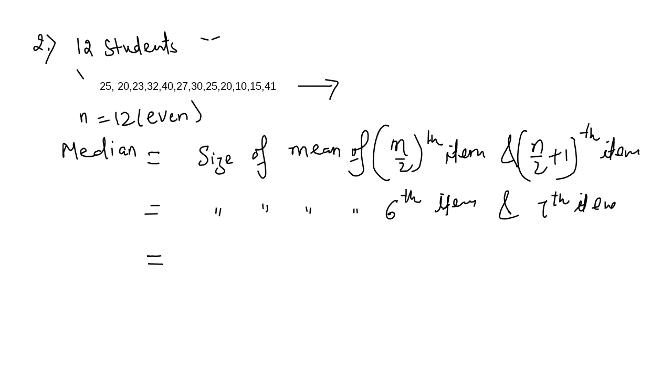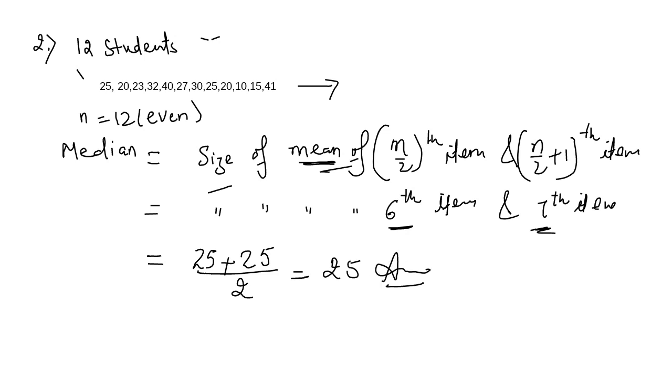So what is 6th and 7th item in your ascending order? Yes, please tell me. Yes, Satya, I think both are 25. So mean means average value of 6th and 7th item. Clear? Size of mean of this and this item means calculate the average value of 6th and 7th item. That will be your median. 50 by 2 is 25. So this is your answer. Ashish, 26 is wrong. Answer is 25.